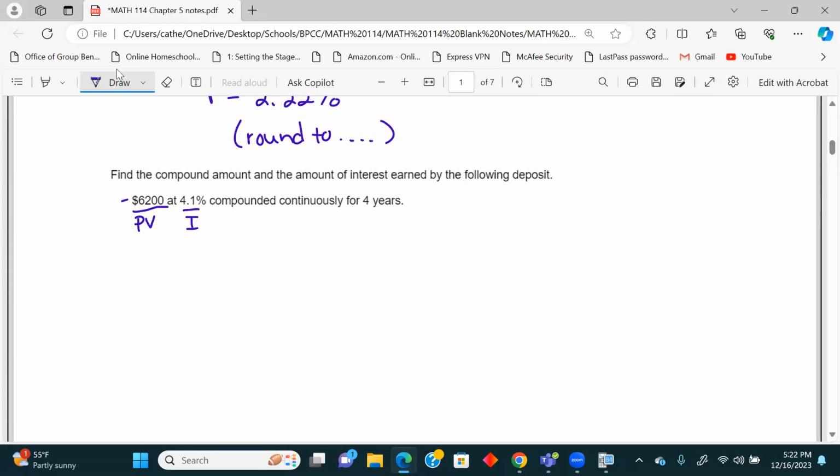That's our rate. And again, since we're using the finance solver, we do not have to convert that. And it's going to be 4 years. So our time is going to be 4 years. This one is a little bit different because it's being compounded continuously.